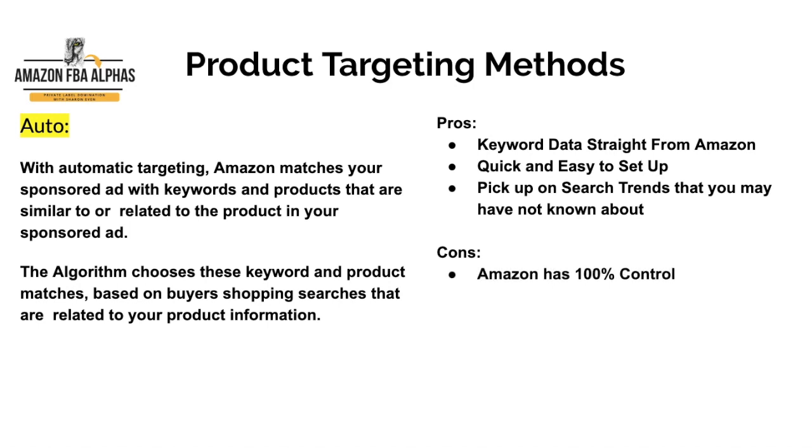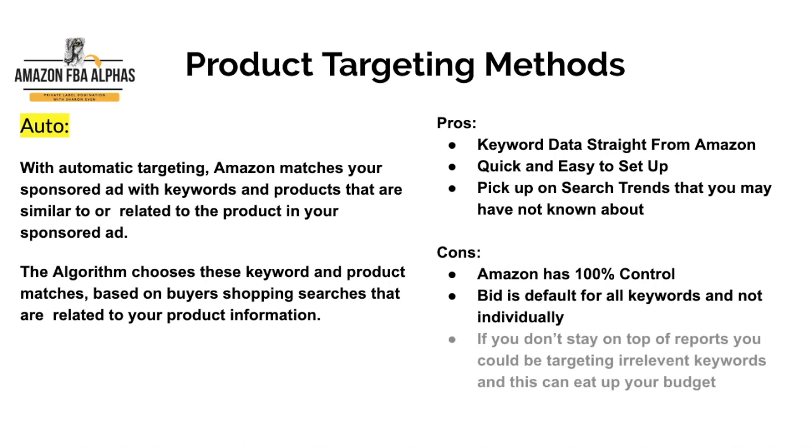Cons. Amazon has 100% control, especially on ASINs. So if Amazon targets a specific ASIN that you don't want it to target, you cannot negative exact an ASIN in an auto campaign, only keywords. So Amazon has 100% control. The bid is default for all keywords. You can't play around with a bid per keyword.